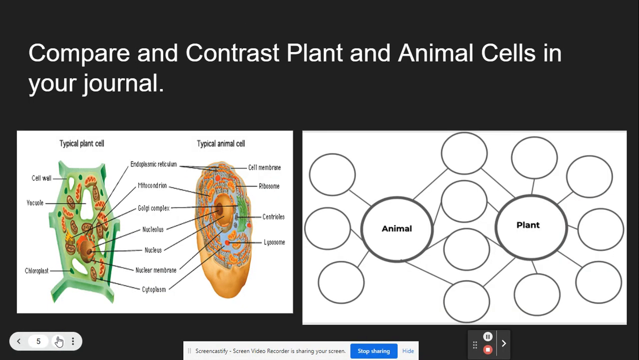Okay, the next thing we're going to cover is compare and contrast plant and animal cells in your journal. So you should have a handout, or you might be writing this in your journal, depending on your science teacher. But what we're going to be doing is comparing and contrasting animal and plant cells. So if you have the handout, make sure that you start to fill in some of the things that they have in common. Remember, those go in the middle, and then the differences go off to the side. So go ahead and pause the video and fill in your thinking map.